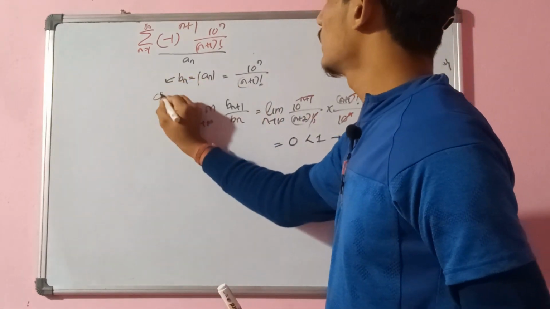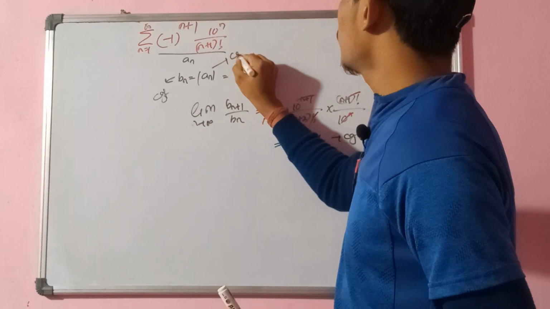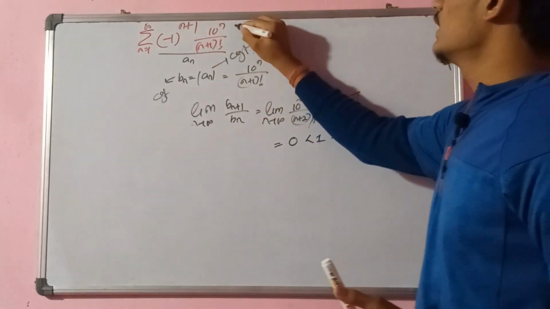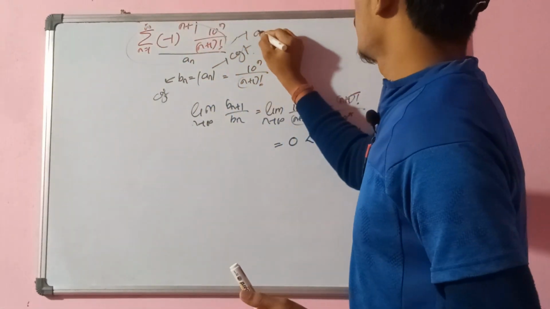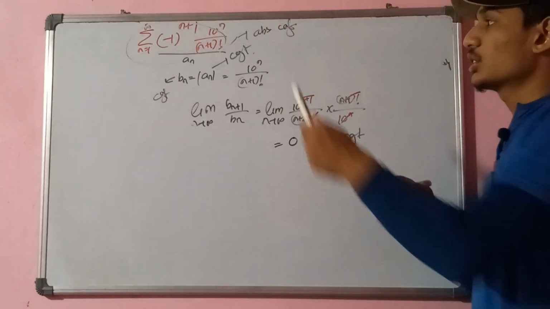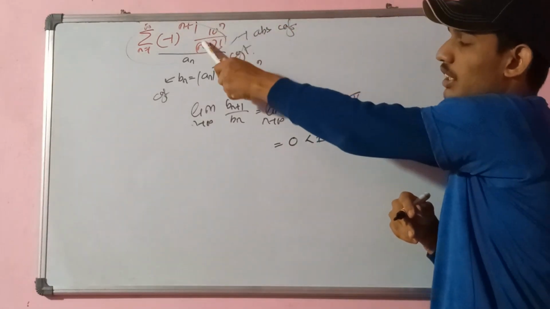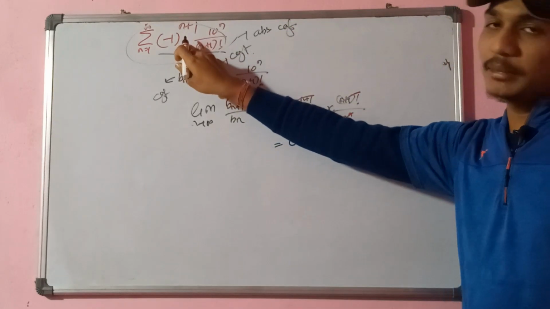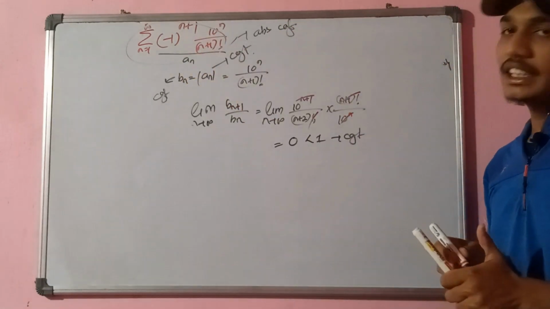bn is convergent, meaning mod an is convergent. That means this series is absolutely convergent. This series is absolutely convergent. And also every absolutely convergent series is also convergent. It means this series is convergent also. So let's consider another example.